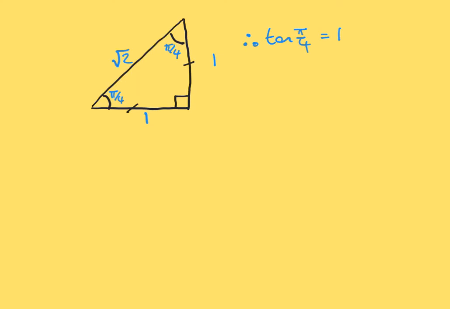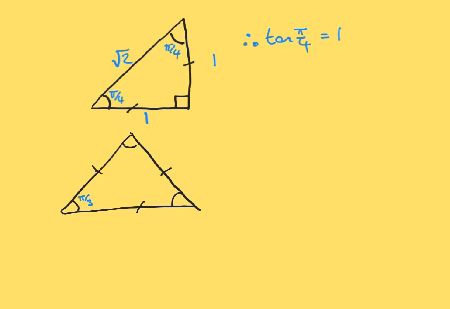The other triangle, while I'm at it, is an equilateral triangle. So if I draw an equilateral triangle, all three sides are the same. The angles are going to be the same. So that means that all of the angles are going to be pi over 3, so that we can add them up to obtain pi.